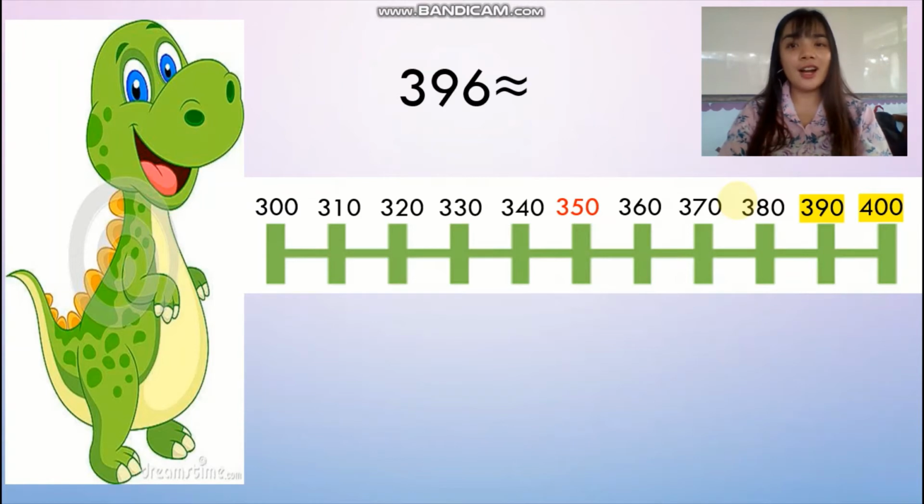How about 396? 396 is in between 390 and 400. Where are we going to round it off? Is it in 300 or 400? So 396 is approximately equal to 400. Yes, you are doing great.